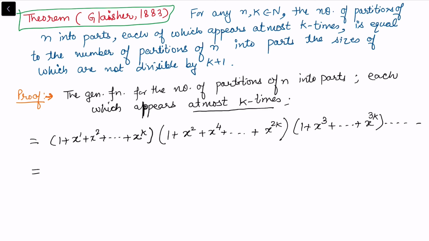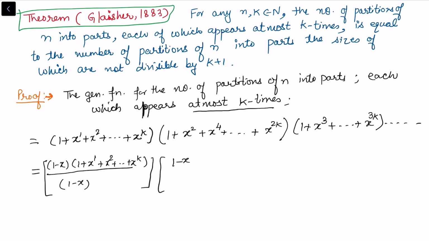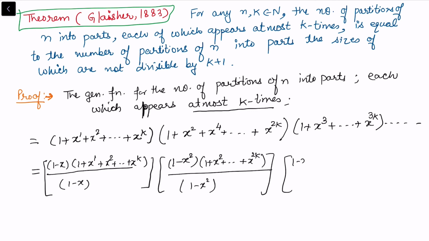Now again, I'm going to multiply the same thing. 1 minus x you multiply, and then we divide by 1 minus x, the same first term, 1 plus x plus x square plus up to x to the power k. Now the similar multiplication in the next factor: x square, and then 1 minus x square here, we get 1 plus x square plus up to x to the power 2k. And similarly here 1 minus x cube, and in the denominator we get 1 minus x cube, 1 plus x cube plus on up till x to the power 3k, and we continue the similar multiplication in the remaining ones.